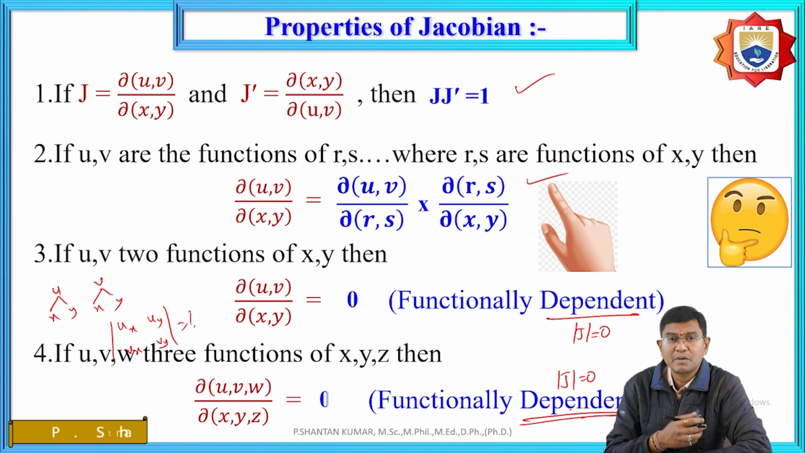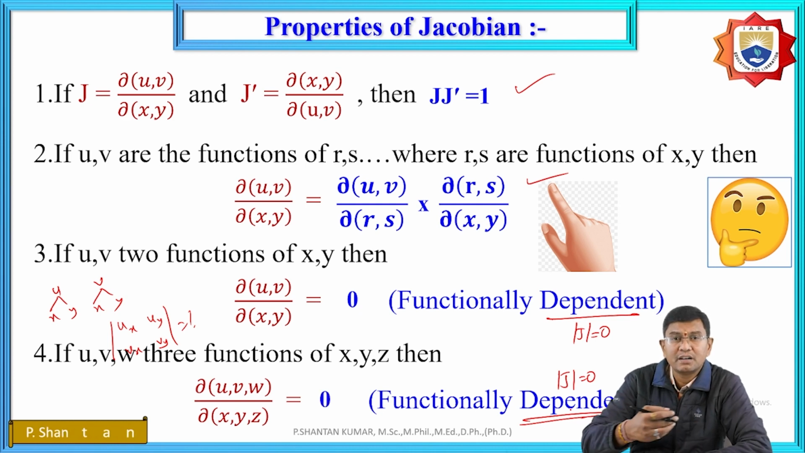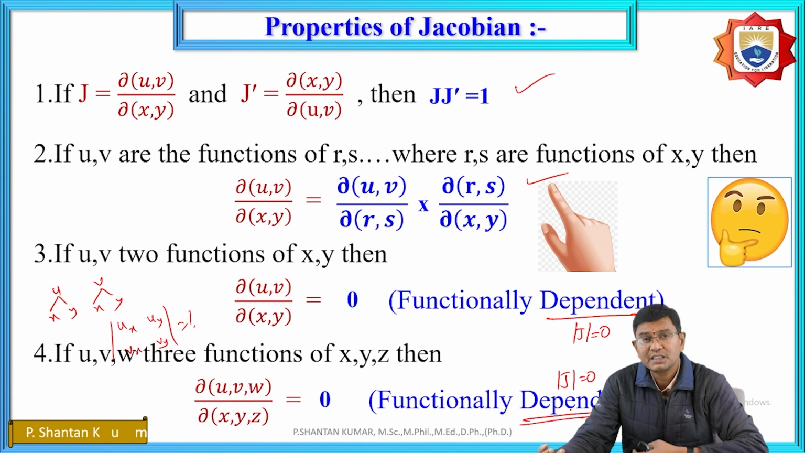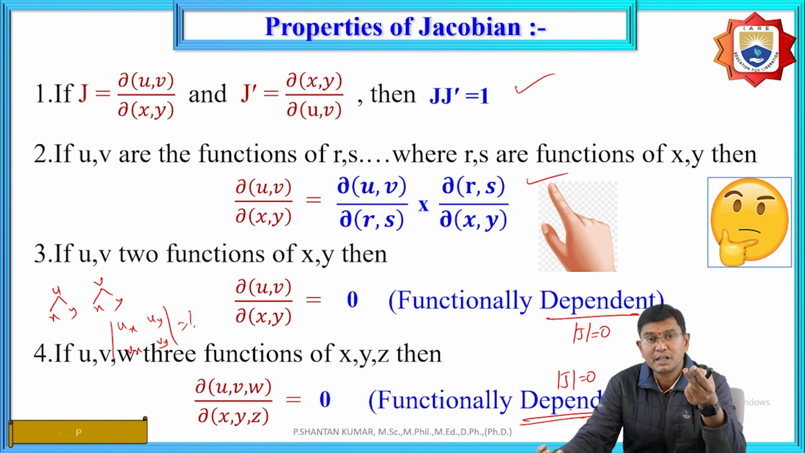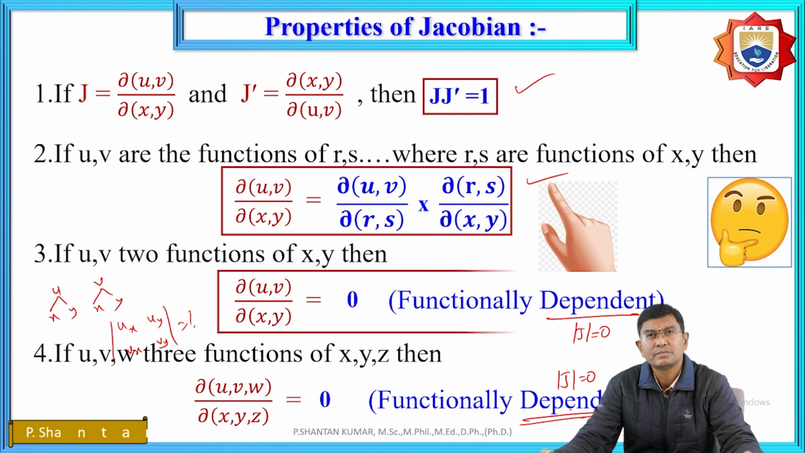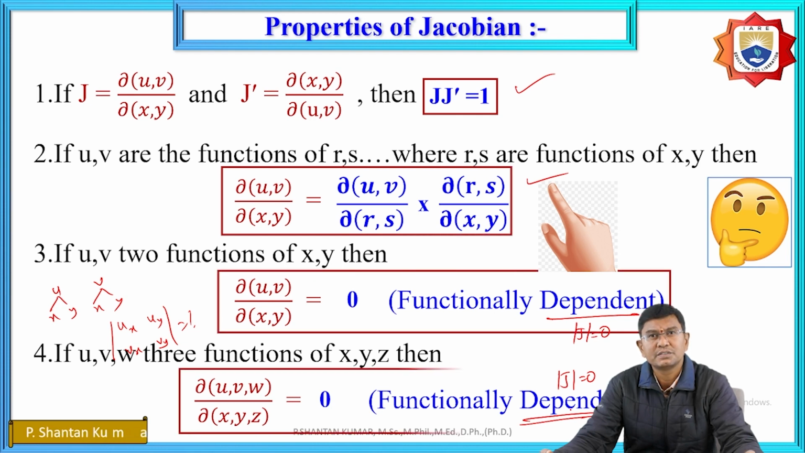And we need to remember that whenever the function is functionally independent, the independent is nothing but the determinant value is not equal to 0. That means if it is equal to 0, the function is dependent. If it is not equal to 0, it is linearly independent. These are the conditions to remember.